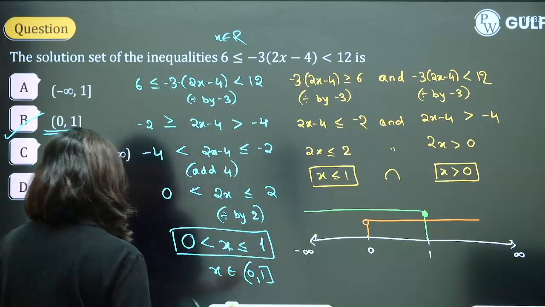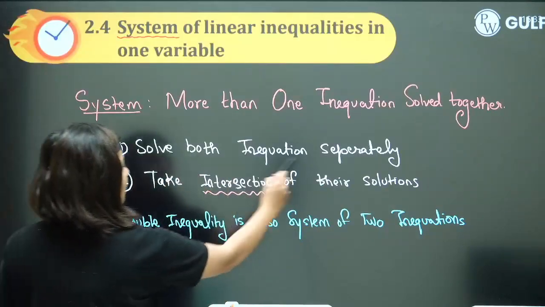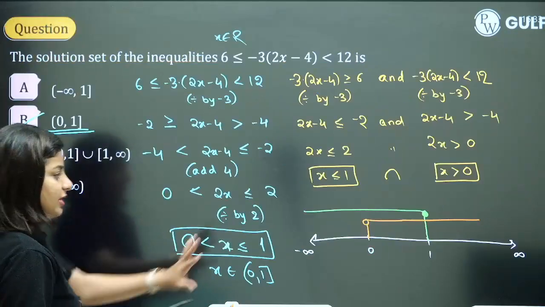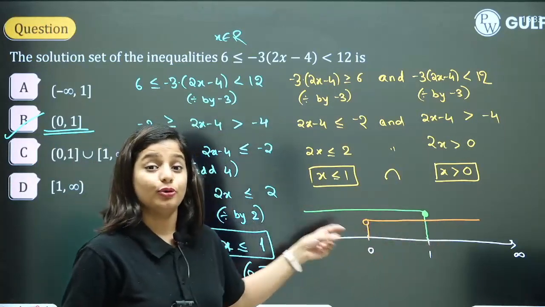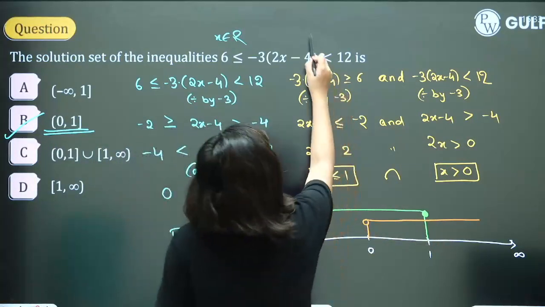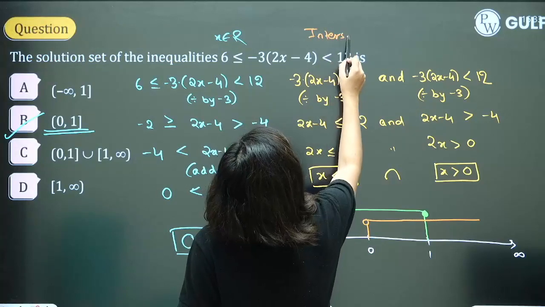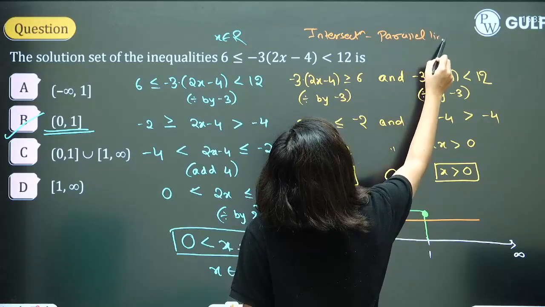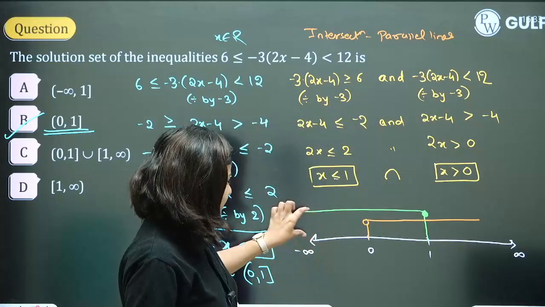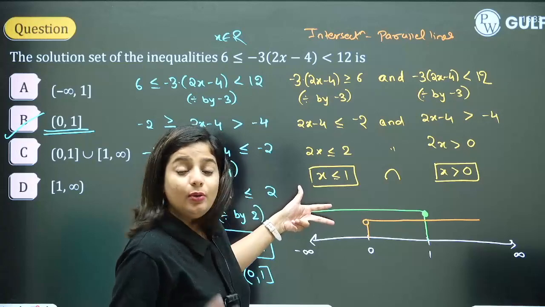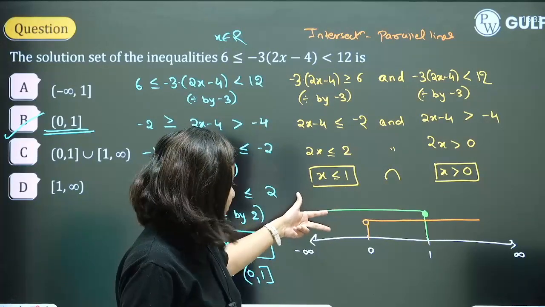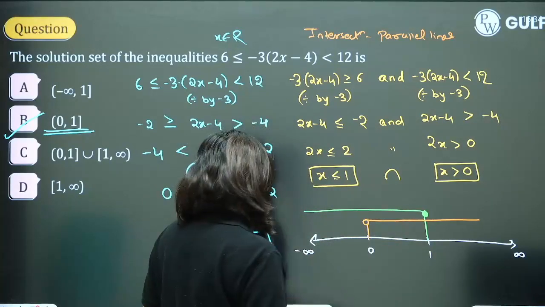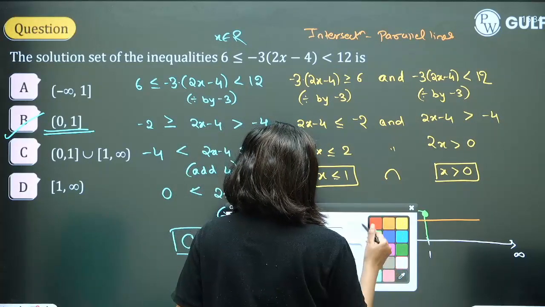What were the steps? The steps for solving it: solve both the inequations separately, take intersection of the solutions. So in the end, I want to take the intersection of them. And how to take intersection, guys? Remember, intersection means you will look for parallel or coincident lines. Is there any parallel line here? No. Where are the green and orange parallel? No, here no. Here no. Here in this area, the green and orange are parallel.